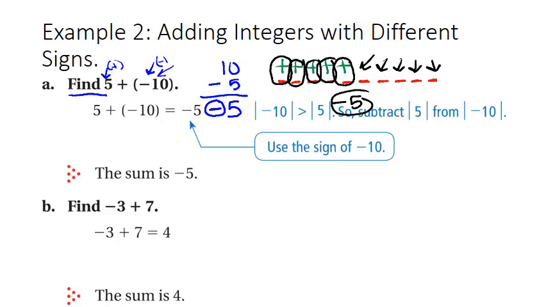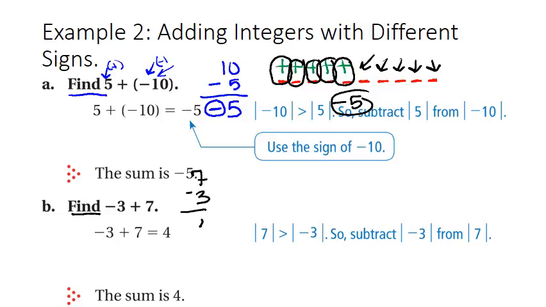So in this next example here, we're going to say find the sum of negative 3 and 7. So we're going to say, okay, which absolute value is bigger? Well, the absolute value of 7 is bigger than the absolute value of 3. So we'll take 7 minus 3, and we'll find out that that is 4. Now again, we need to figure out what sign it needs to be, and we do that by finding the sign of the original bigger number. So the sign right there is positive, so we know this is going to be a positive 4. So negative 3 plus 7 is going to be positive 4.